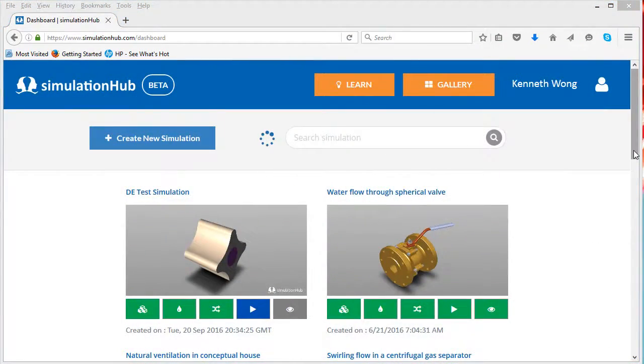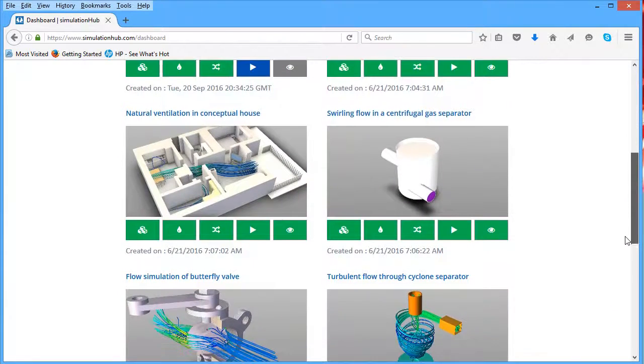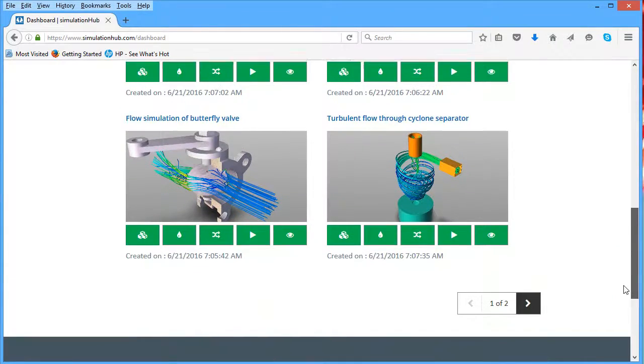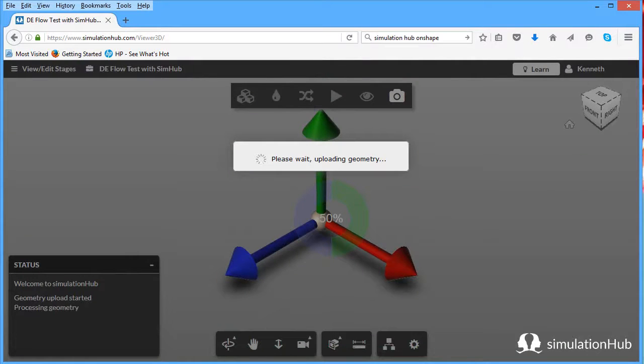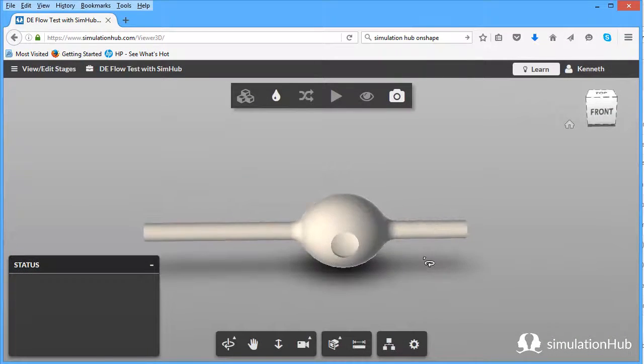SimulationHub is cloud-hosted, running inside a browser. This is classic software as a service. The setup is pretty straightforward. You initiate a new simulation job, you upload the model, you define the volume of the flow, you define the nature of the flow, then you solve the scenario in the cloud.